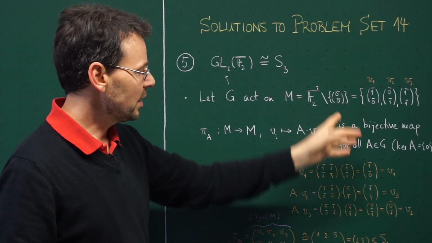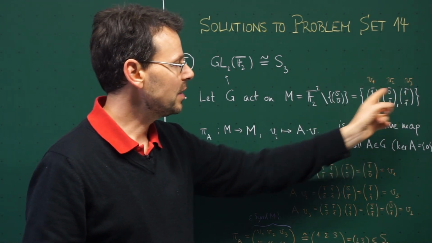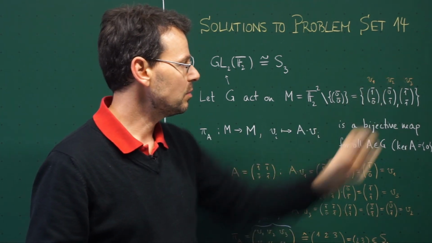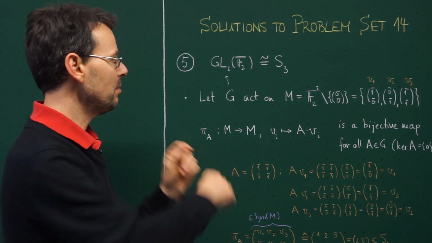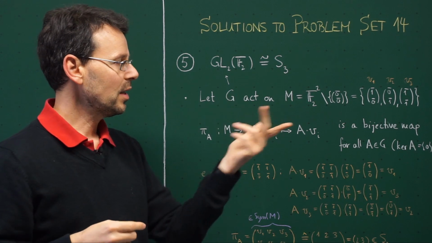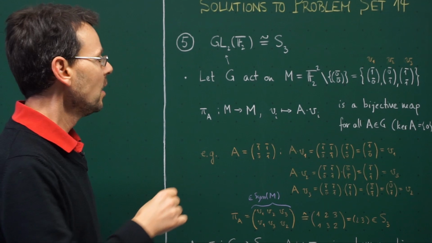So we can exclude this, and then we are left with 3 different elements that I call V sub 1, V sub 2, and V sub 3. So 3 elements, and maybe a matrix in here can permute them. Indeed, that is what happens.